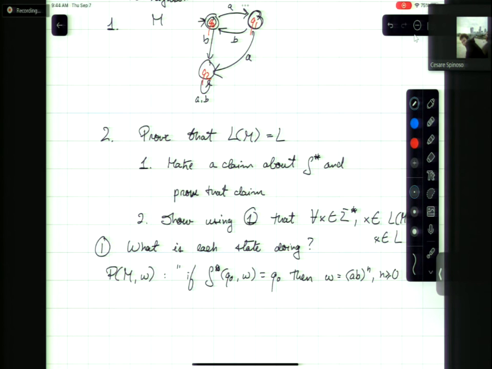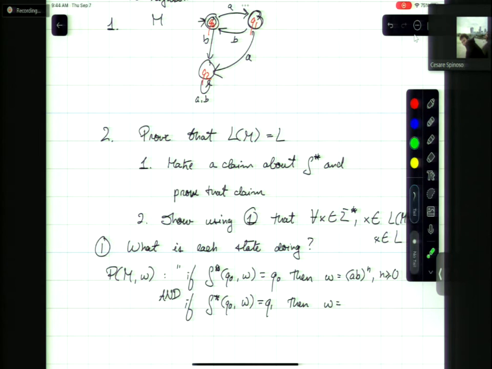So this is the first if-then, and it's going to be conjoined with an and, with another statement about what happens if I'm in Q1. So if I'm in Q1, if I started reading from Q0 and I end in Q1, then what does that mean? What does W look like?